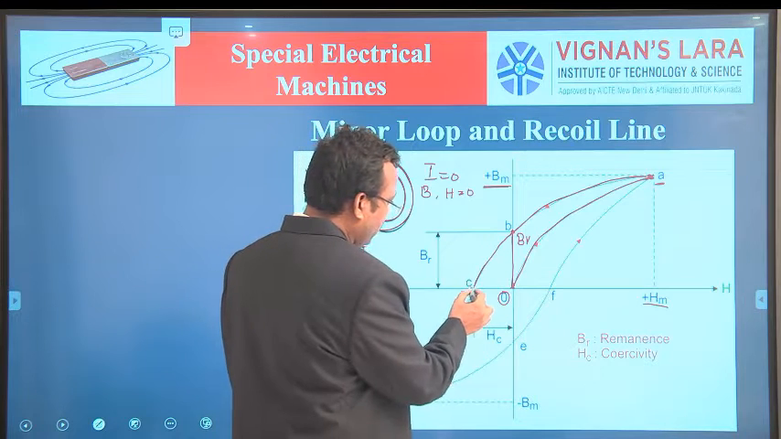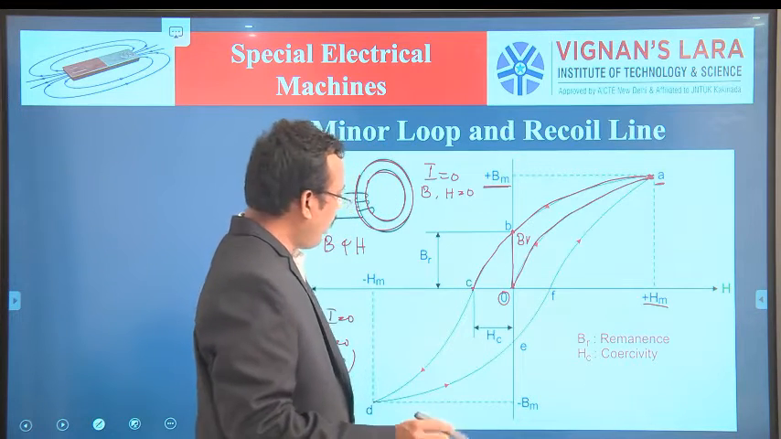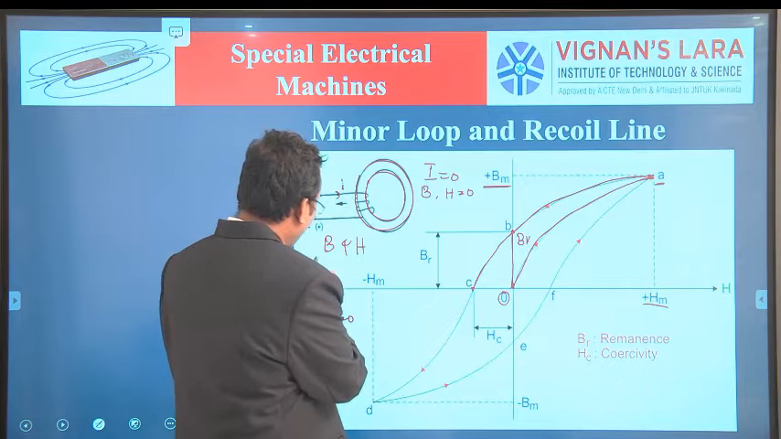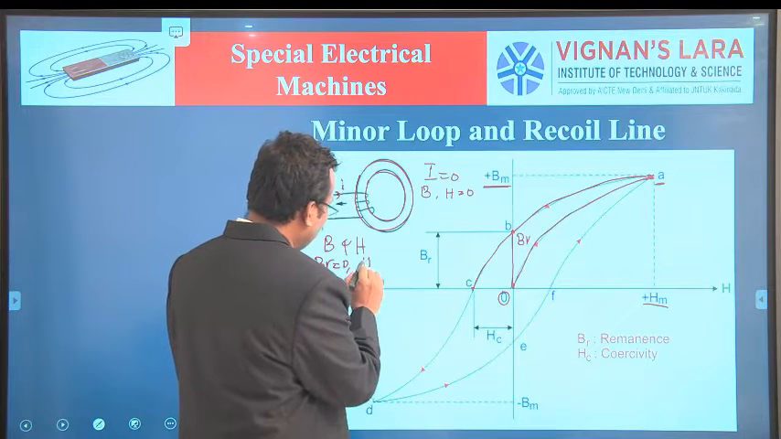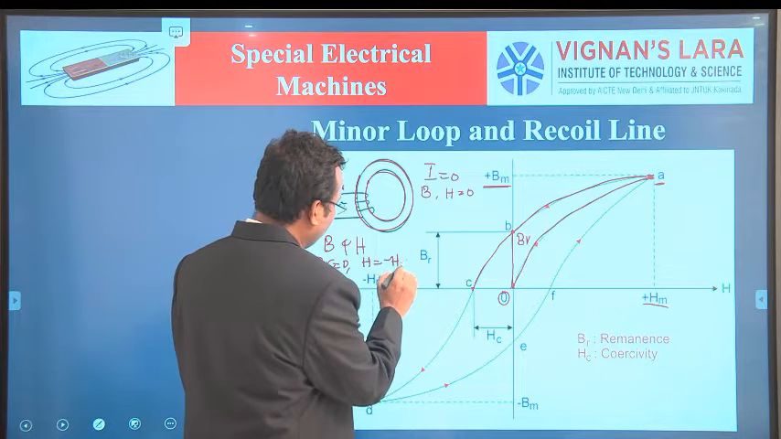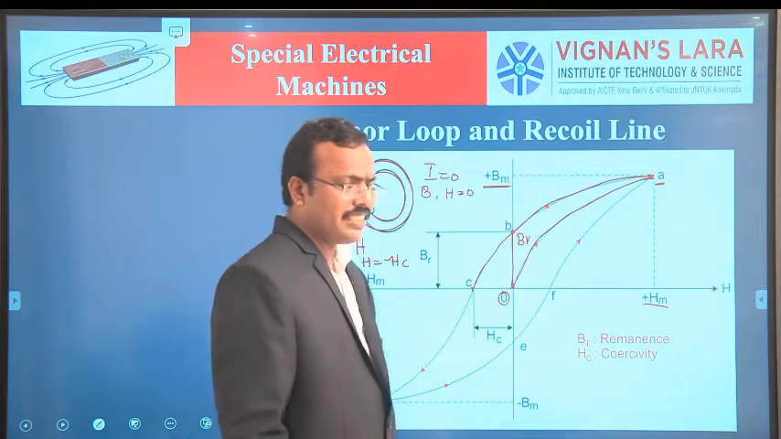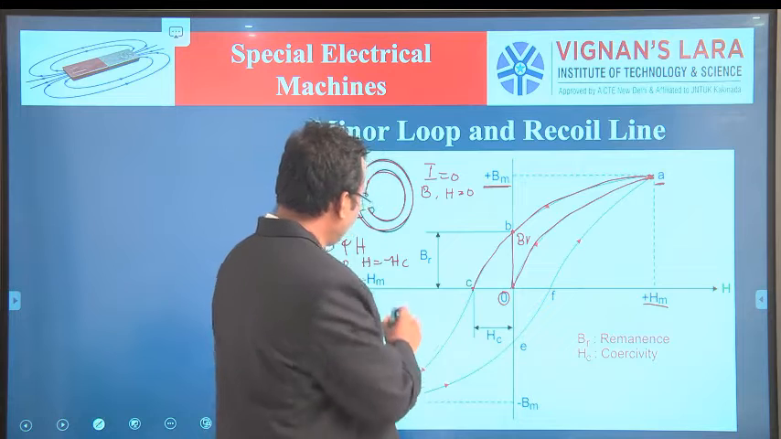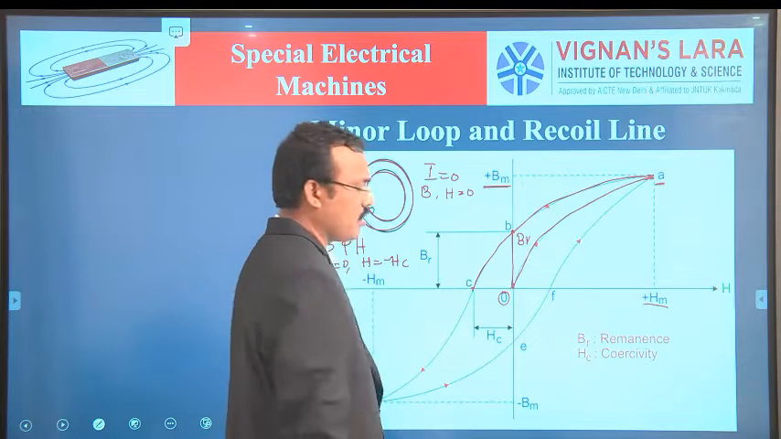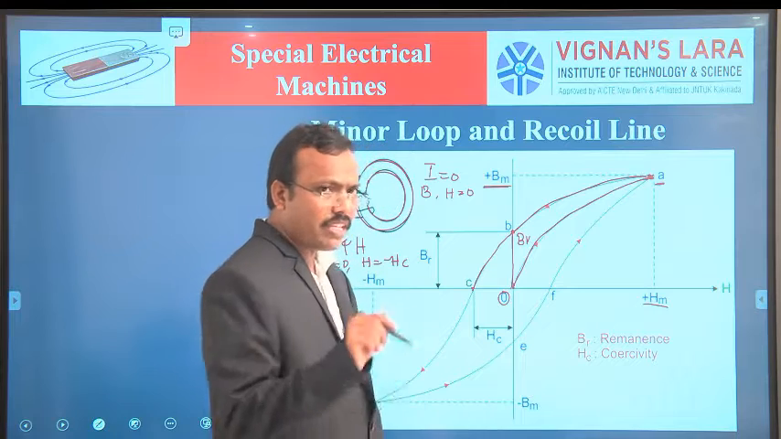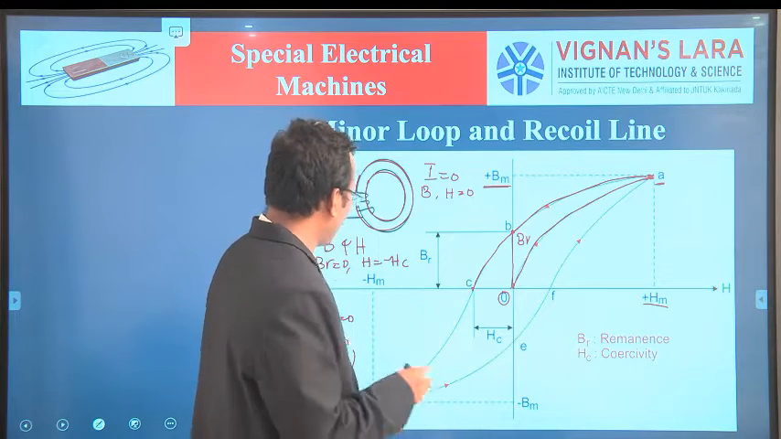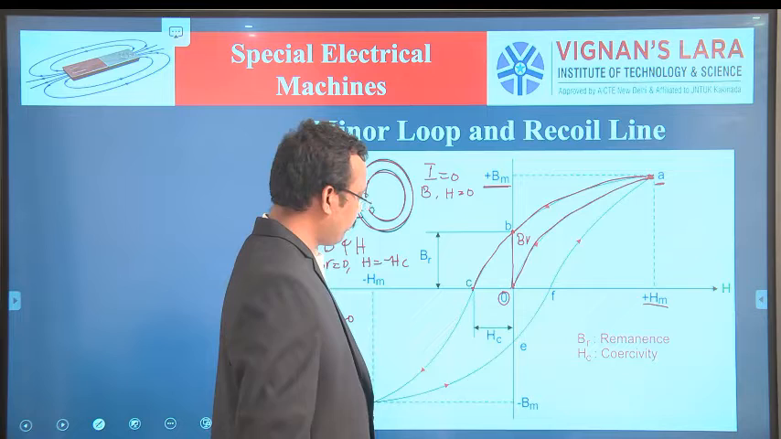At this point C, the value of B equals 0, and H equals the negative value, HC. H is a negative value because this point is called the coercive force. But the coercive force is a negative value, so the magnetic force is in the negative direction.